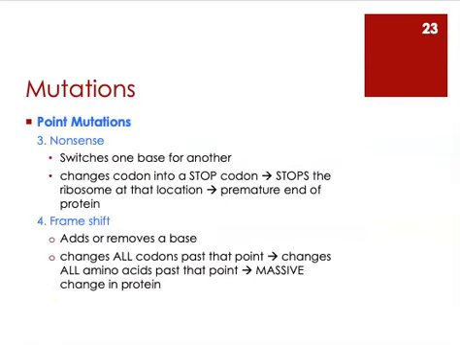Nonsense mutations also involve one base being swapped out for another. The difference with nonsense mutations is that there is a severe consequence to the organism. What happens during a nonsense mutation is that a codon gets mutated to become a stop codon. Remember what a stop codon is. It's a signal to the ribosome to stop translating at that point.